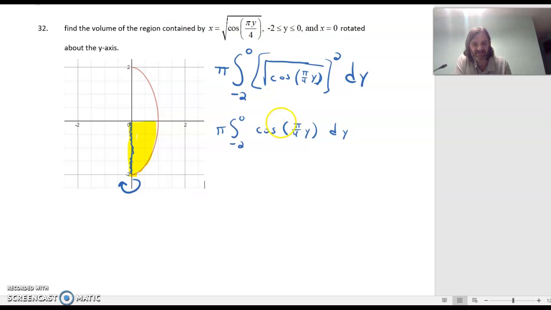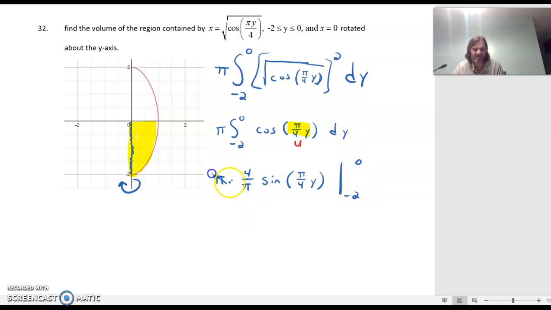Because of this thing inside the cosine, we can do a u substitution. u would be pi over 4 y. I'll let you do that. But the end result will be the pi that is out front times 4 over pi, and the integral of cosine is sine. It will be sine of pi over 4 y, and that'll be from -2 to 0. So a little bit more cleanup here because the pi and the pi on the bottom will cancel out. 4 sine of pi over 4 y from -2 to 0.